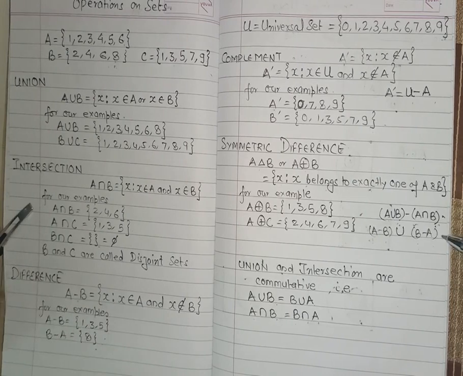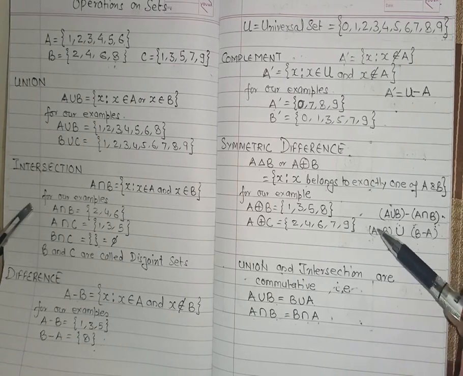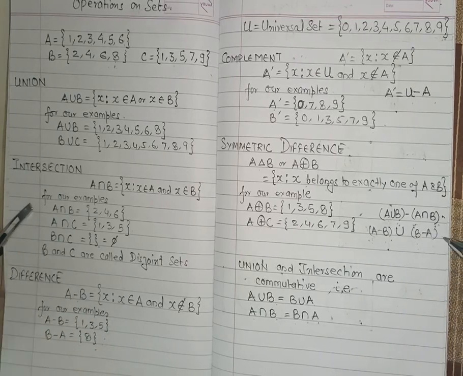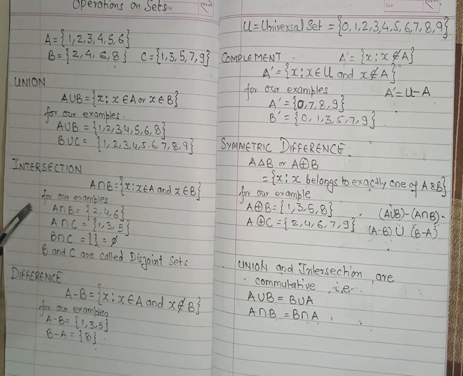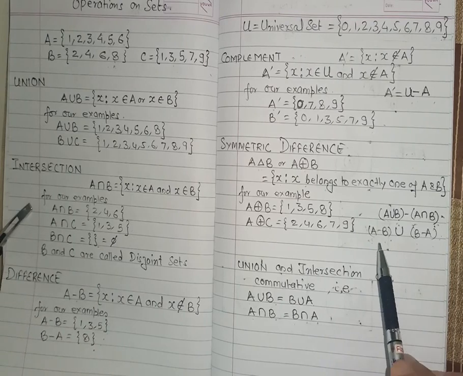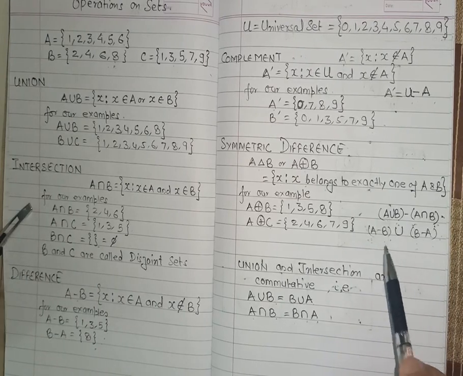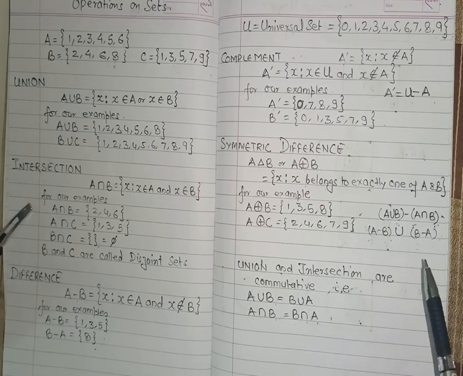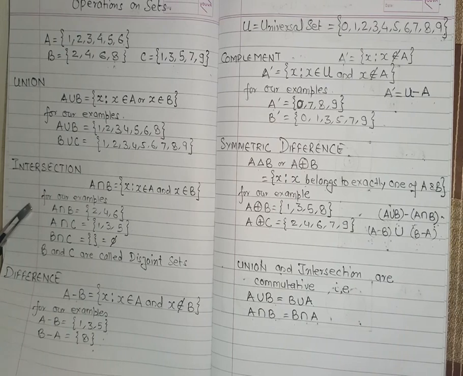Another way we can think of the symmetric difference is, we have A minus B. This is the set of all the elements which are present in A but not in B. B minus A, the set of all the elements which are present in B but not in A. If I take the union of these, I will get a set of elements which are present in A but not in B, and the elements of B which are not present in A. That means I will get the elements which are present in A or B but not in both.